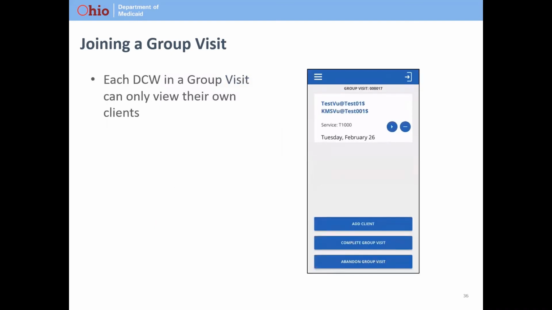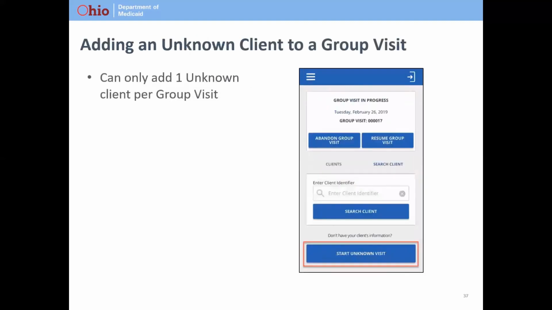So just as a reminder, because these points are key, each direct care worker in a group visit can only view their own clients that they have added to the visit, and only one unknown client can be added per group visit.